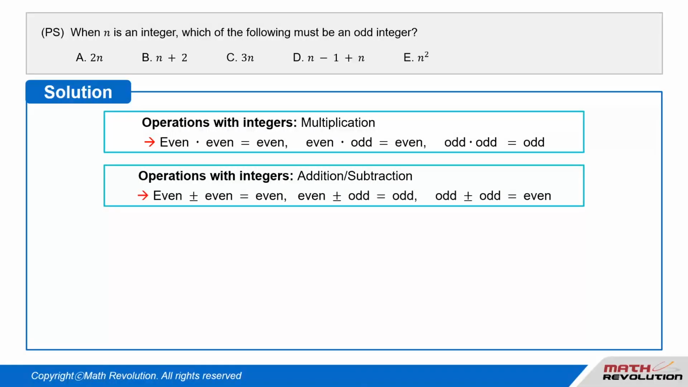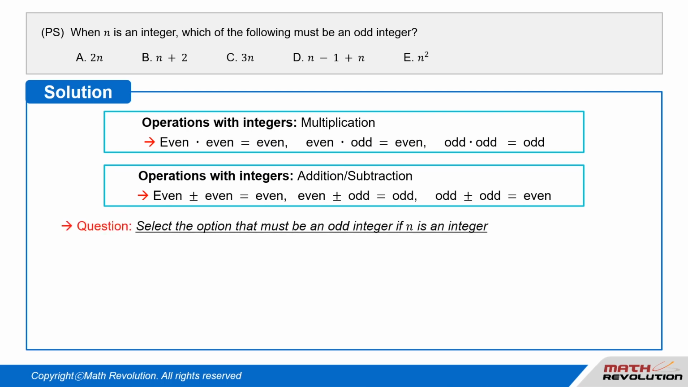Addition or subtraction of two even integers or two odd integers gives an even integer, while addition or subtraction of an even integer and an odd integer gives an odd integer. Addition/subtraction. Even plus minus even is even. Even plus minus odd is odd. And odd plus minus odd is even.